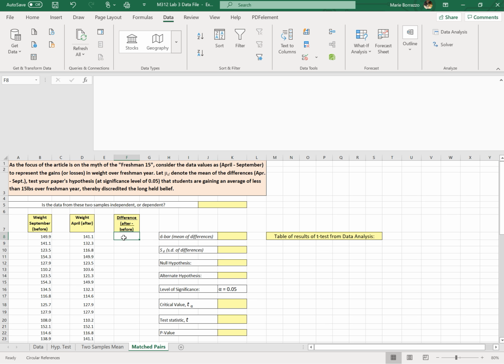Alright, so what we're going to do is, according to this, the focus of the article, consider the data values as April to September to represent the gains and losses in weight over the freshman year. To test your hypothesis, it says that the students are gaining an average of less than 15 pounds over freshman year. So if you notice here, you see the label there where it says weight after? So we're going to do after and before. So this is going to basically equal this minus this. Okay, that's what that does. And then we can literally just copy this all the way down.